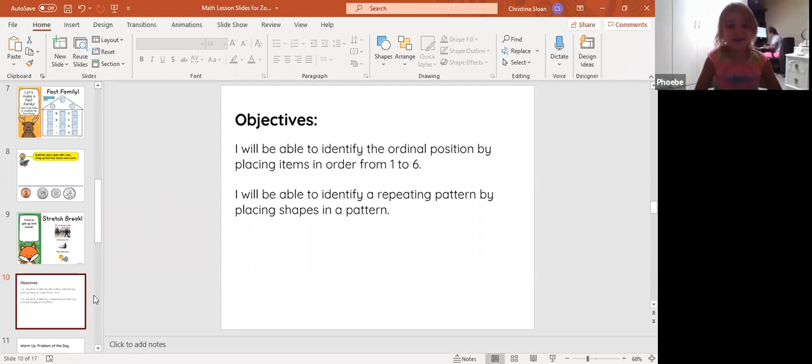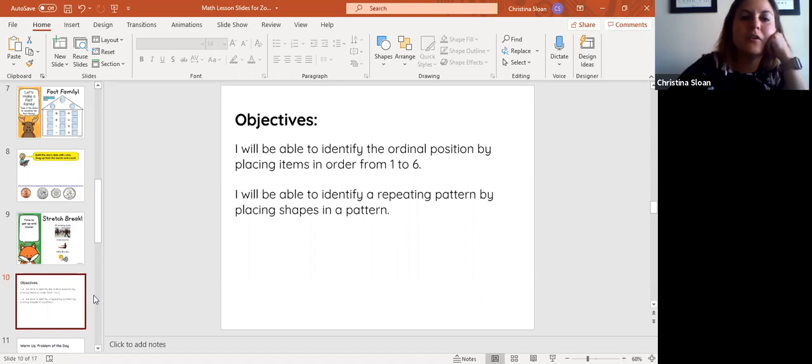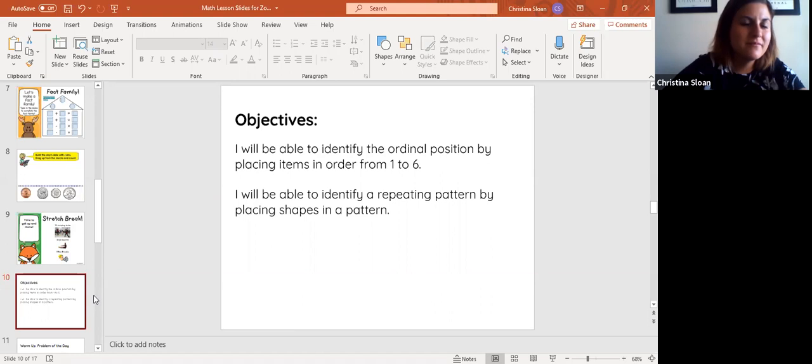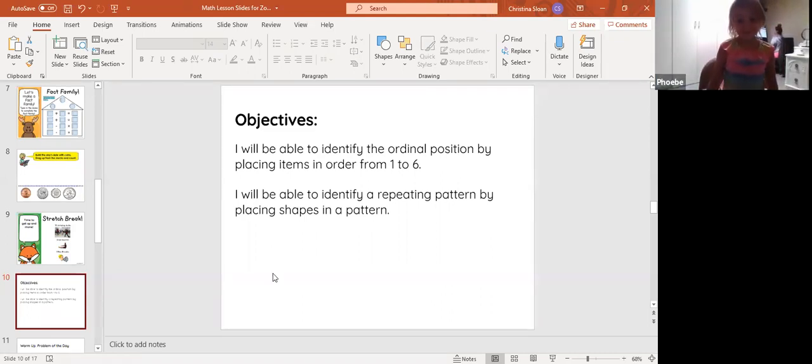That's okay. So our objective is our goal. Do you know what a goal is? Kinda. What do you think a goal is? Okay. It's okay if you don't know. You could just try your best. That's okay. So our goal is we want to set a goal.